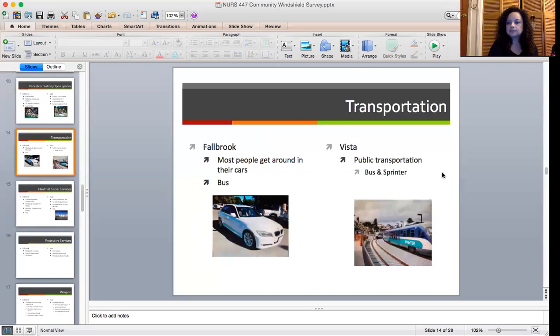And in Vista, a lot of people seem to be using public transportation. They have a bus system, and they also have a Sprinter, which is a small train to get from one side of town to the other and to get to neighboring towns or cities.